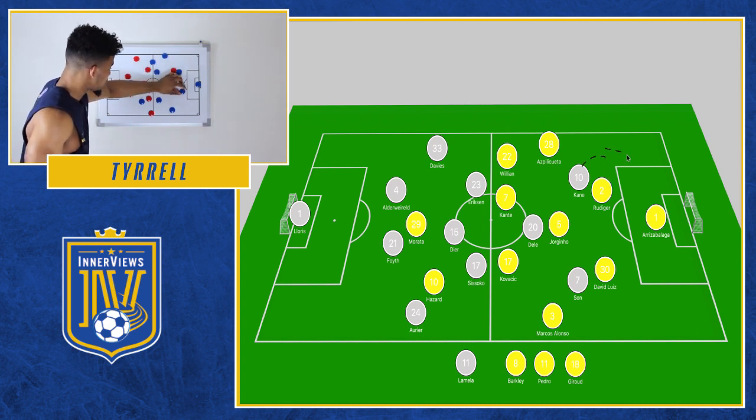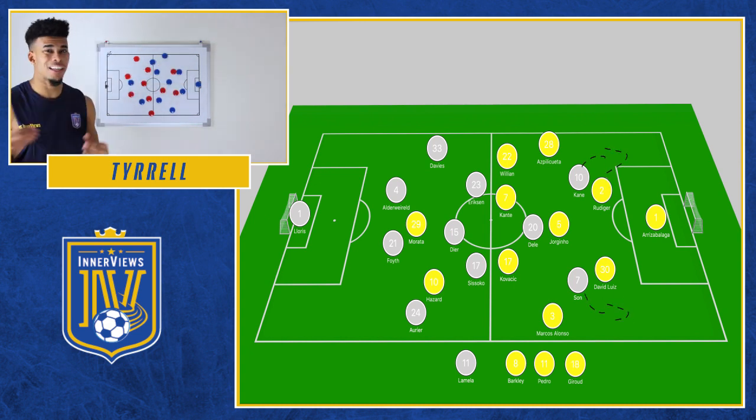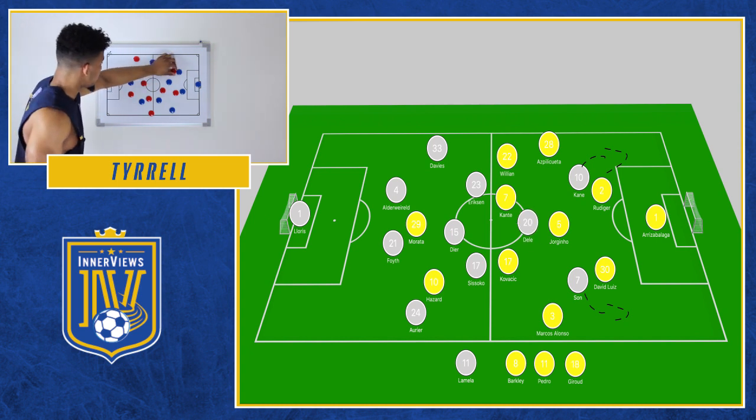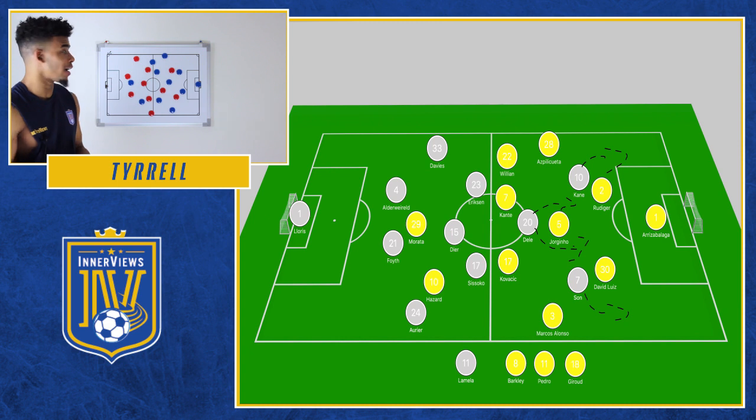You have the two forward players attacking the center backs. Both of them want to spin into the channels to ensure that they could drag out a center back.